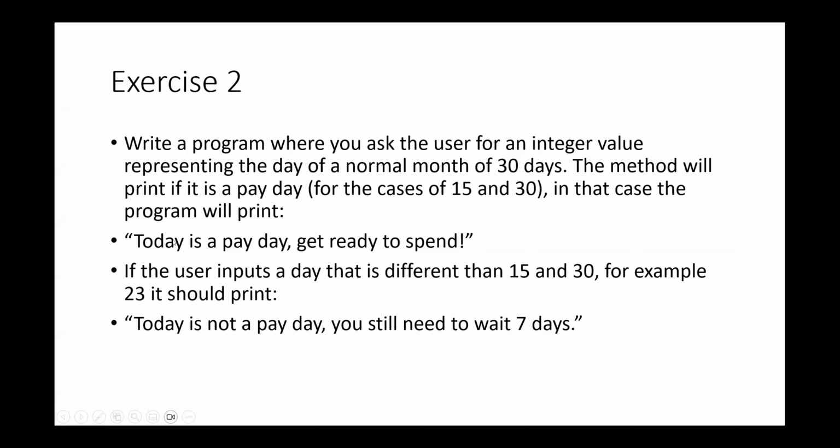the output would be: today is a payday, get ready to spend. If the value is different than 15, then it should give the output: today is not a payday and you still need to wait 7 days. Does that make sense?